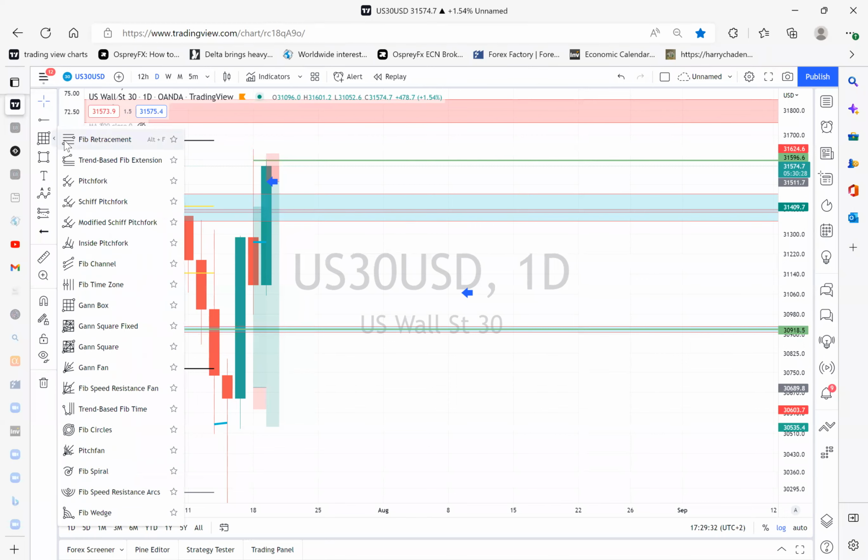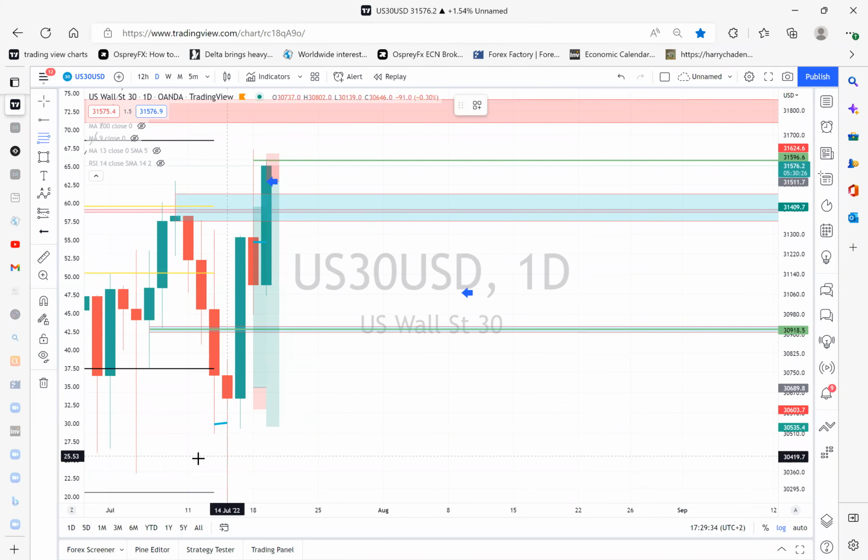Sorry, Effie's just asking. So Todd, you're saying that the sell down is basically to the order block on the daily time frame?